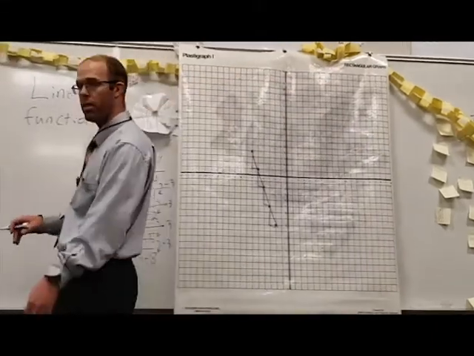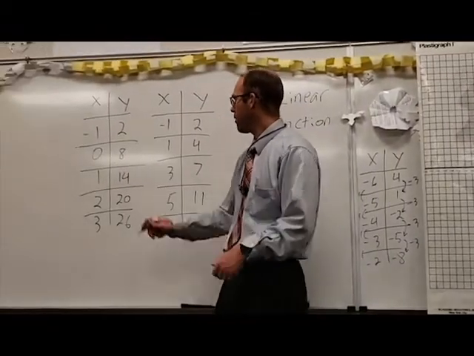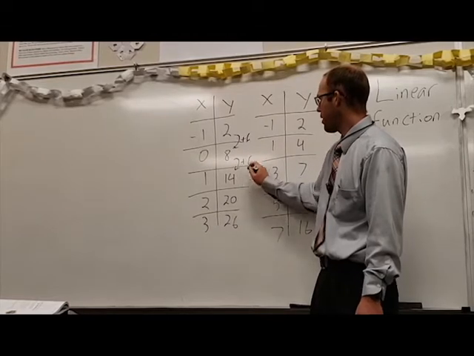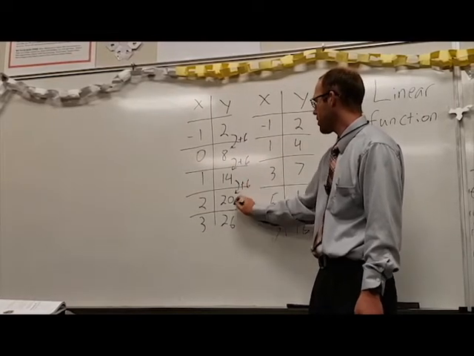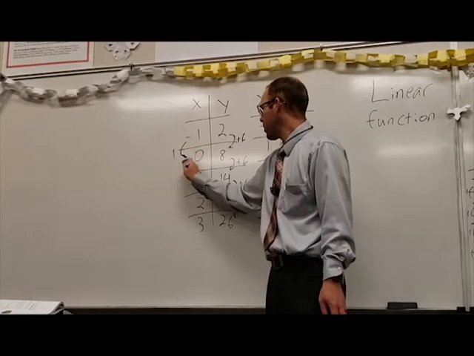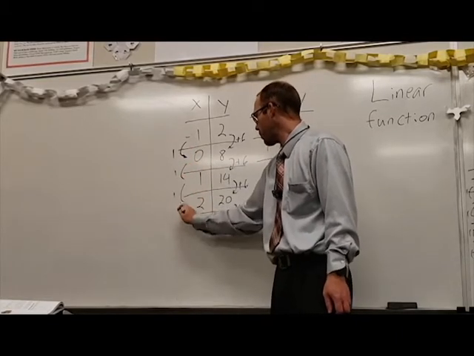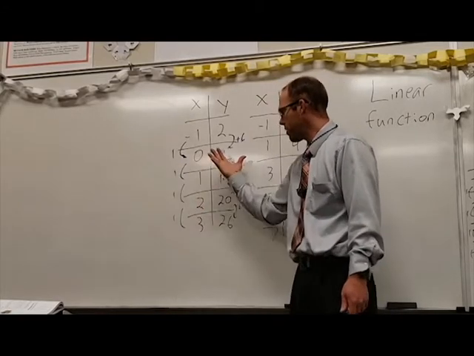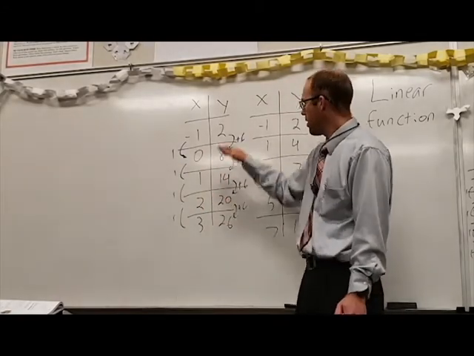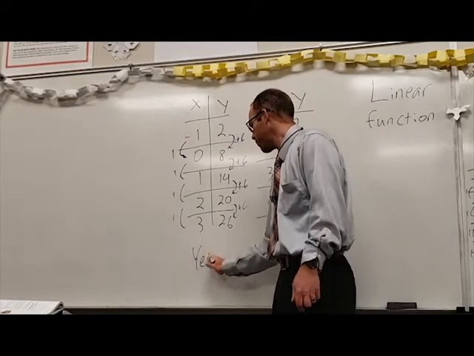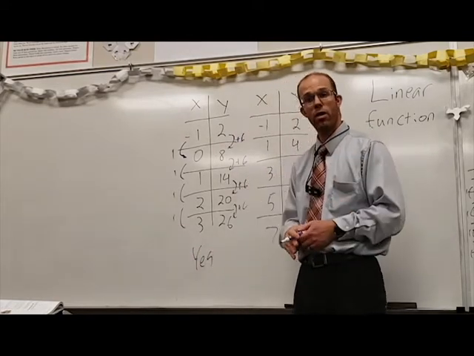So let's take a look at these two tables right here and find the pattern. From 2 to 8, we're adding 6, adding 6, adding 6, adding 6. On this side, we are going up by 1 again, add 1, add 1, add 1, add 1. So we have a pattern that the addition is the exact same thing for every step of the way. So this, yes, is a linear function. If we were to graph this, it would end up being a straight line.